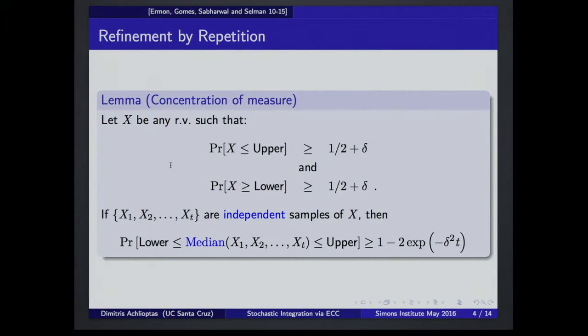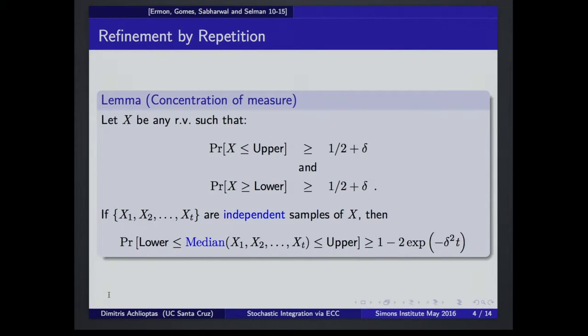So in order to come up with such an estimation, we're going to just use concentration of measure. The entire point of the talk will be to construct some random variable x such that it is a reasonable estimator with probability at least a half. So generically, if x is any random variable such that with probability at least 1/2 plus delta it is less than an upper bound, and with probability at least 1/2 plus delta it is more than a lower bound, and we take several independent samples of it, and we return the median of those samples, then the median is going to be between the lower and the upper bound with exponentially high probability.